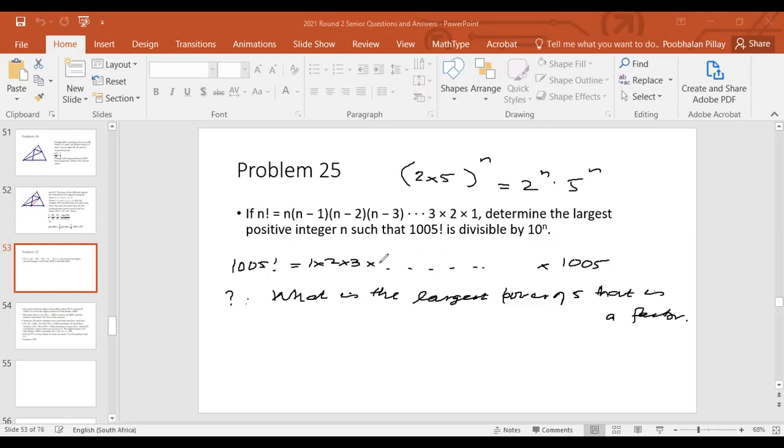Your first answer would be, well, I got 5, 10, 10 is 5 times 2, 15, and so on, going up to this. So if you count how many 5s there are in 5, 10, 15, and so on to 1005, it will be 1005 divided by 5. Right? Because these are all multiples of 5. So the number of 5s is 201.